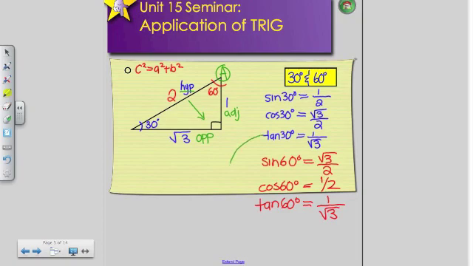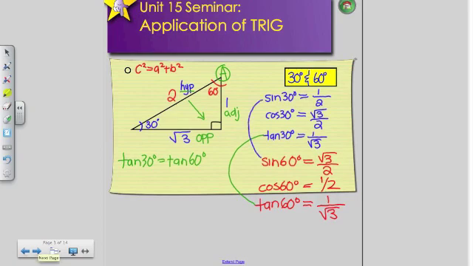Exactly. The tan 30 degrees is equal to tan 60 degrees. So we can write that here. Tan 30 degrees is equal to tan 60 degrees. Anything else? Any other patterns?